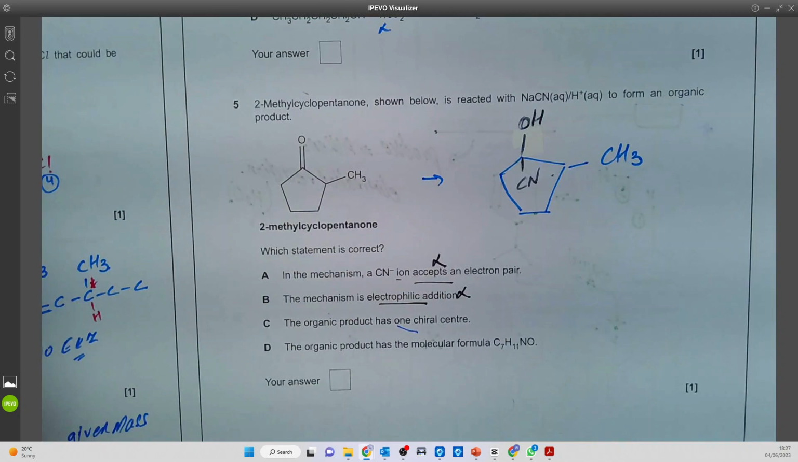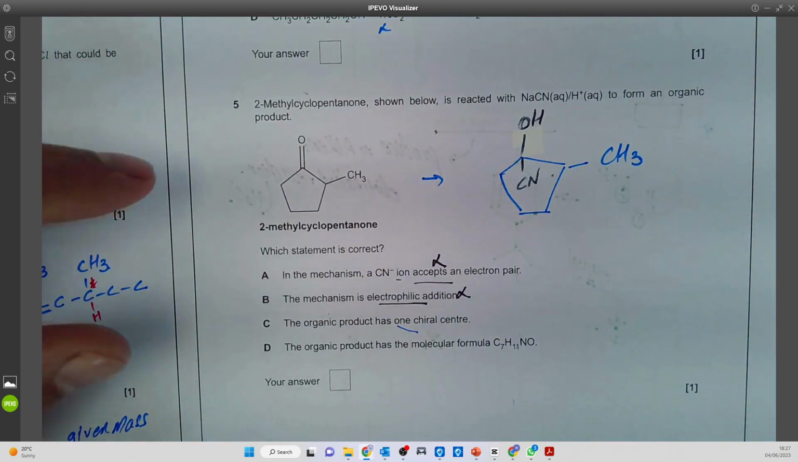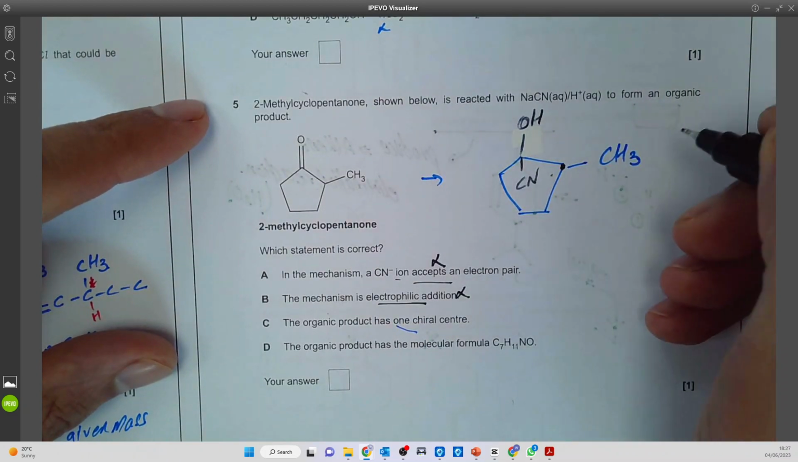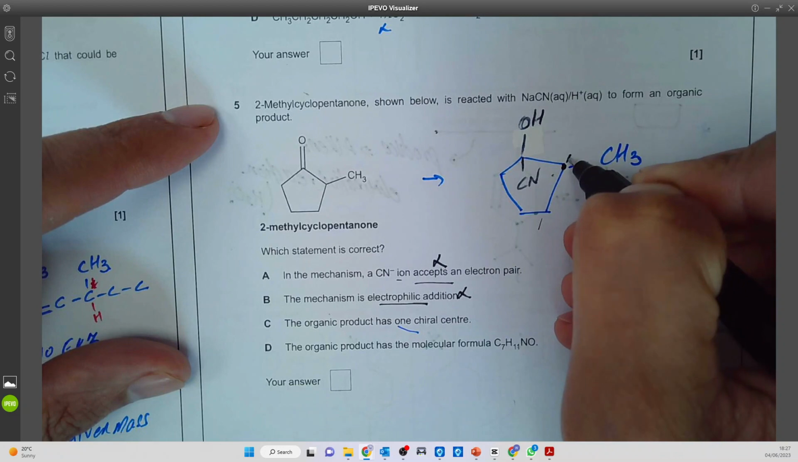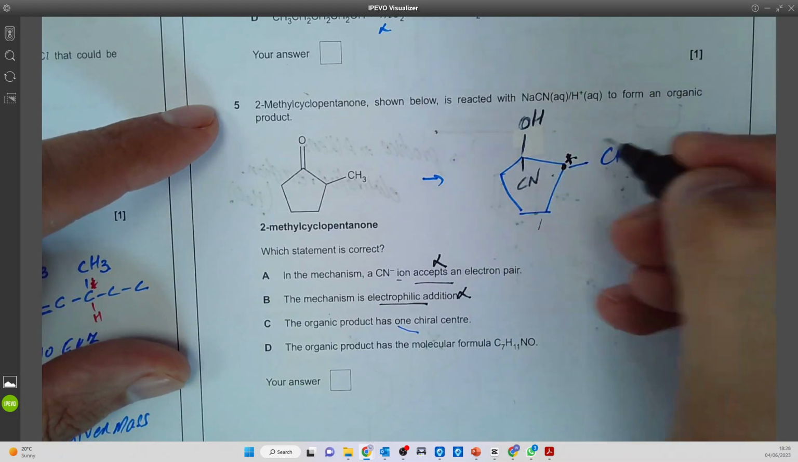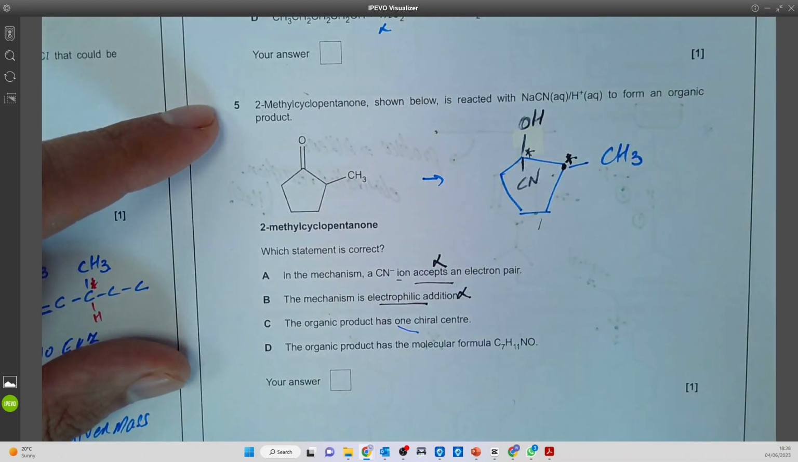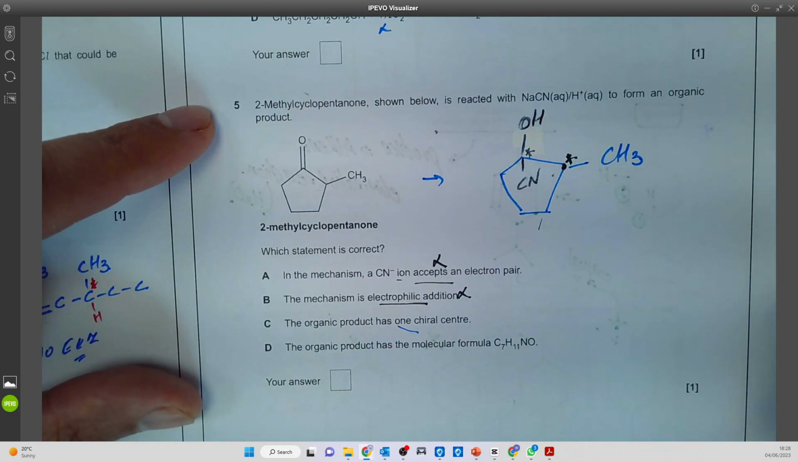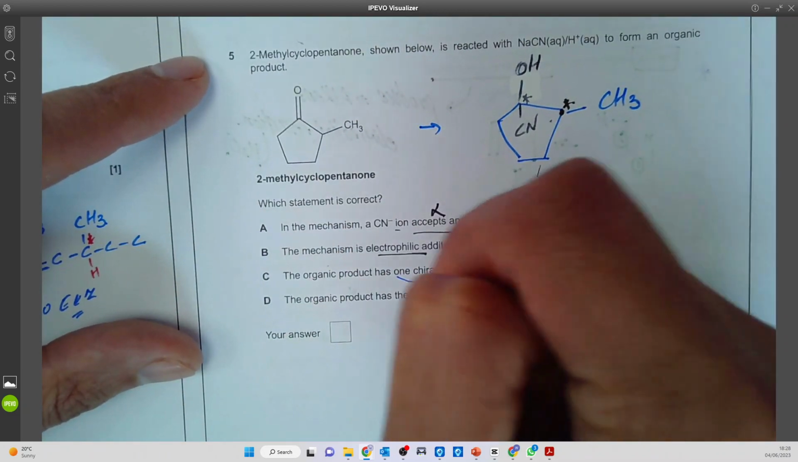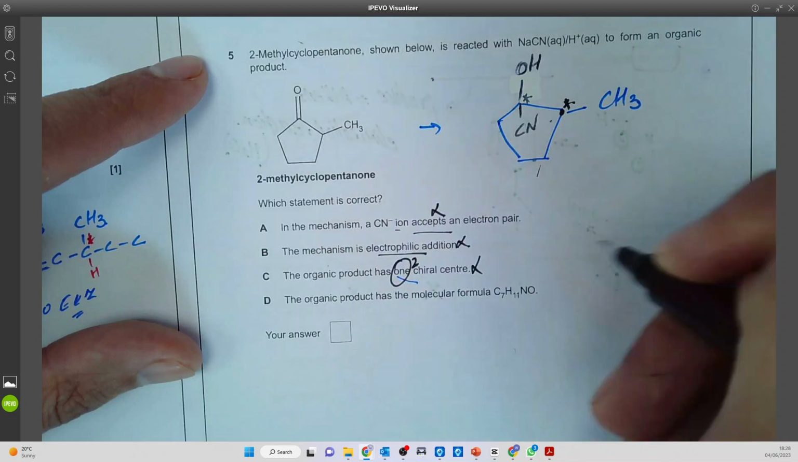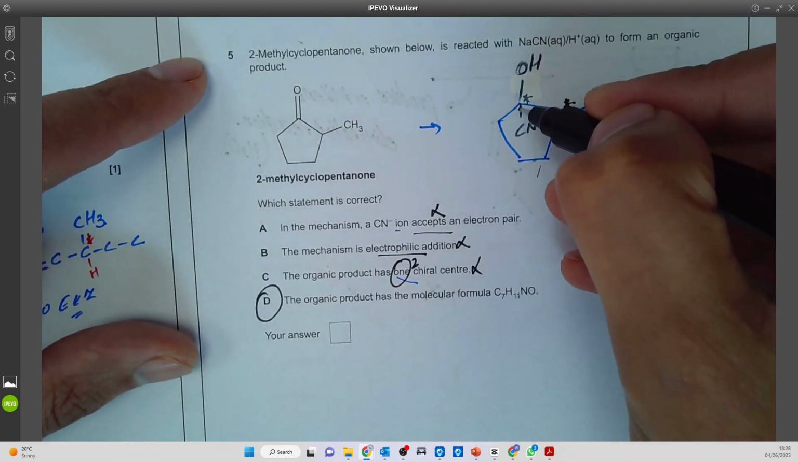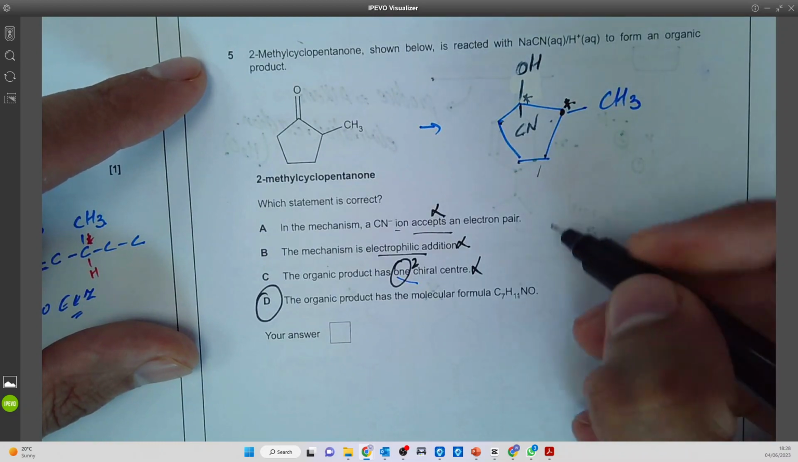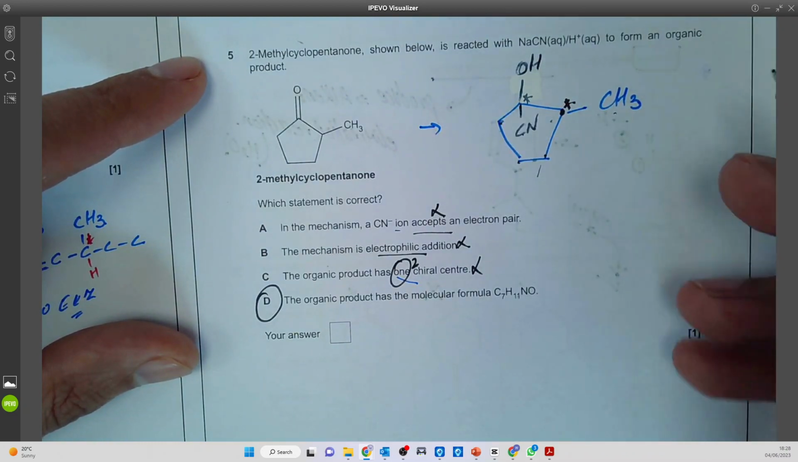The organic product has one chiral carbon. Let's see. At this location, I've got this molecule, below is something else, above is something else. So this is my one chiral carbon. This is also my chiral carbon, so it has two chiral carbons. So the statement is wrong, it has two. The answer is D. And if you check it, you will figure it out as well, because 1, 2, 3, 4, 5, 6. How many carbons do I have? And then 7. This is correct.